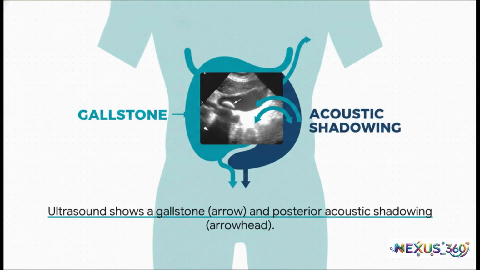Labs can point us in the right direction, but they can't actually diagnose the stones. For that, we need to see them. And this image here is the money shot. It's a classic ultrasound. That bright white spot is the gallstone. And see that dark streak behind it? That's called an acoustic shadow, because the sound waves can't pass through the stone. When you see that bright spot with the shadow behind it, you've found a gallstone.